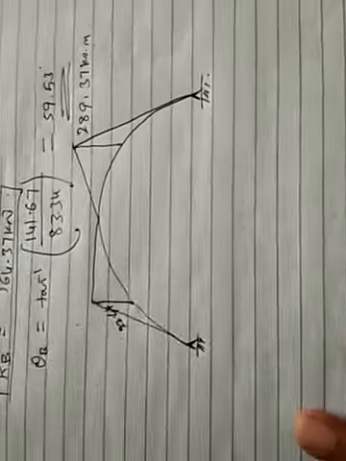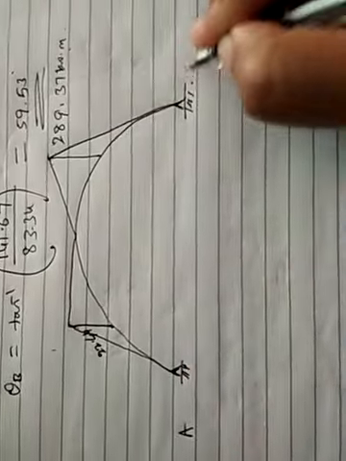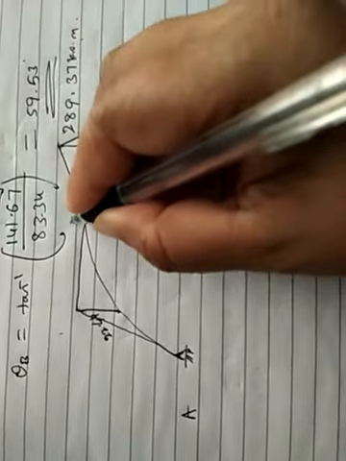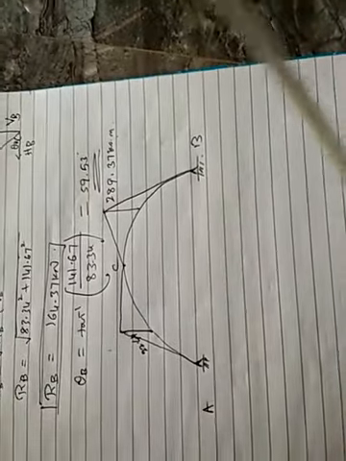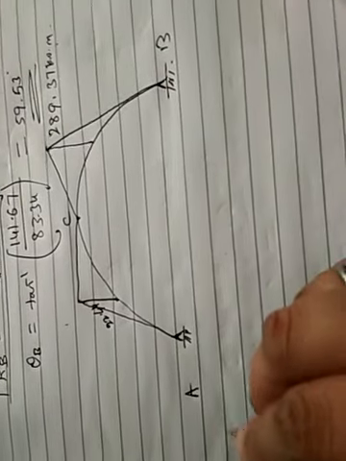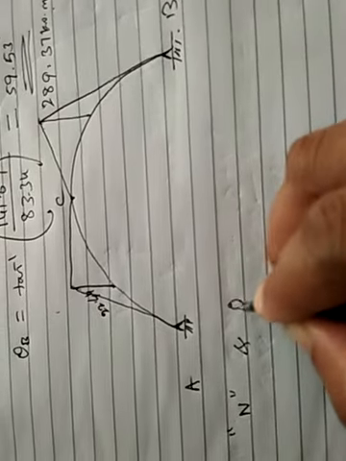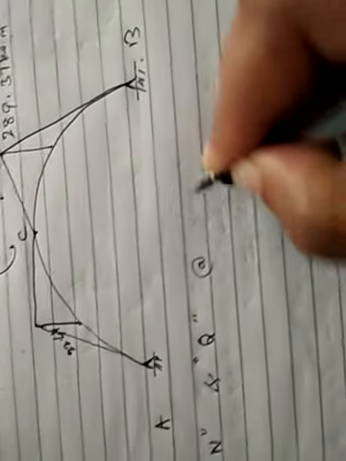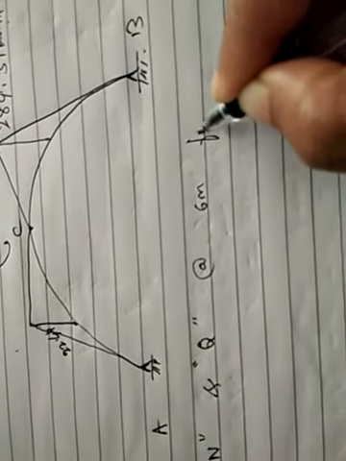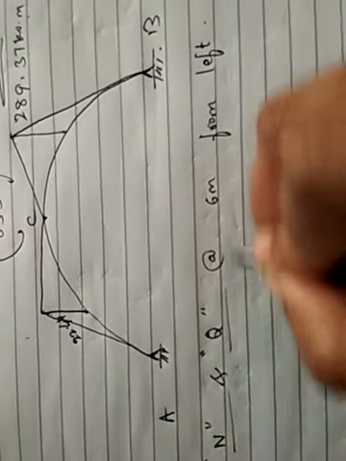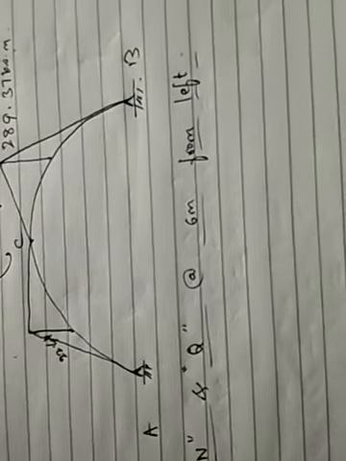So once we draw the bending moment diagram, let us name this A, B. This point is C. Once we draw the bending moment diagram, we have to calculate the normal thrust and radial shear. In the question, it's given that we have to calculate the normal thrust and radial shear at a distance of 6 meters from left and also from the right. Let us consider from left side.